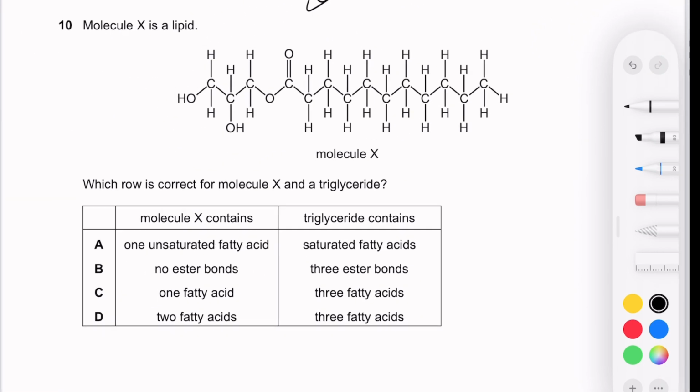Molecule X is a lipid, and which row is correct for molecule X, a triglyceride? Molecule X contains 1 unsaturated fatty acid. Well, we can see that actually it is saturated, so the answer is wrong. No ester bonds, well, that is wrong. Actually, no, we can see that we do have an ester bond right here, right? And so there is actually 1 ester bond, 1 fatty acid. Triglycerides have 3 fatty acids, that is correct.